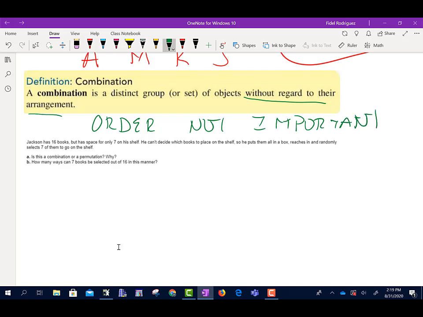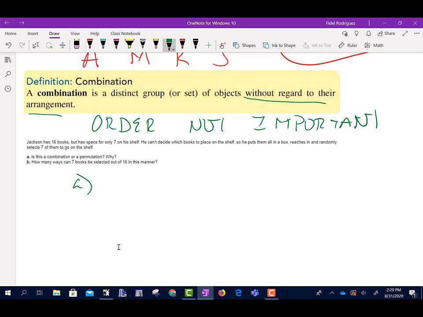Okay. So it says Jackson has 16 books, but only has space for 7 on his shelf. He can't decide which books to place on the shelf, so he puts them all in a box, reaches in, and randomly selects 7 of them to go on a shelf. So part A says, is this a combination or a permutation? Okay.